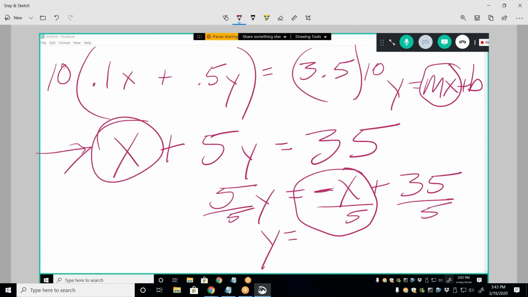Y equals negative. Remember, there's an imaginary 1 there. Not an imaginary, but there's a 1 there. 5x. No, it's 1/5. Oh. That's the part we're looking for. That's what m is, negative 1/5 x plus, what's that? 35 by 5? It's 7. Good. That's how you do it.